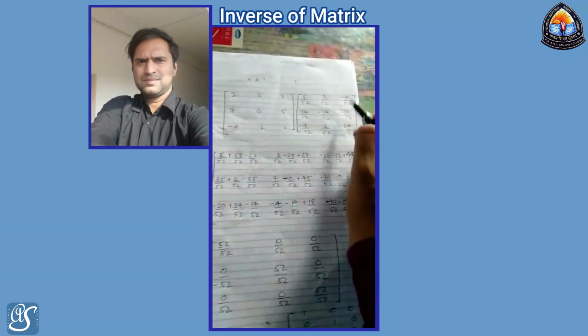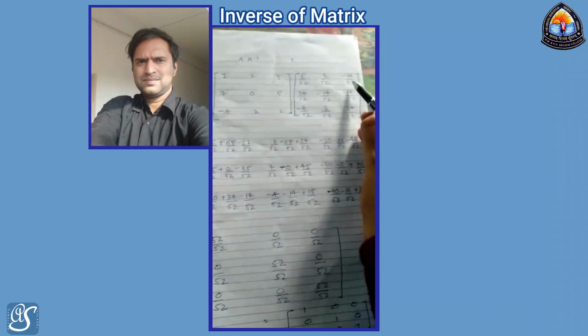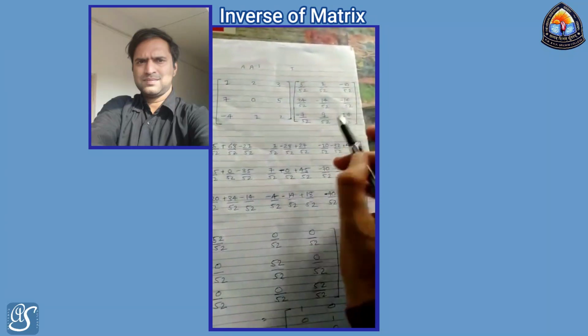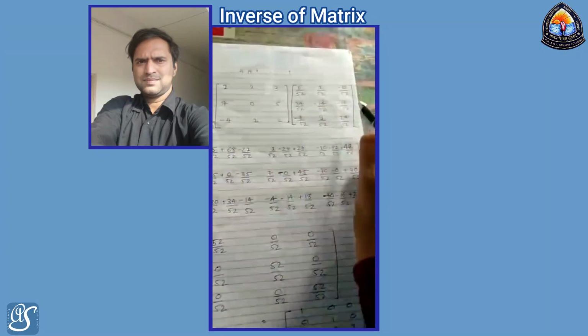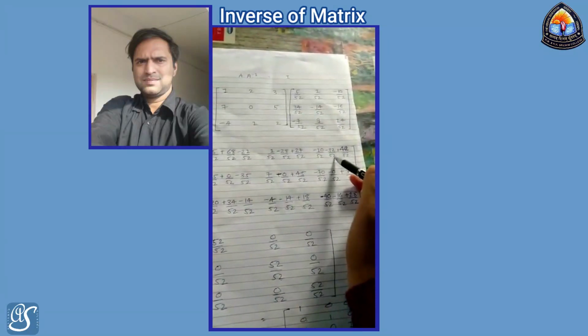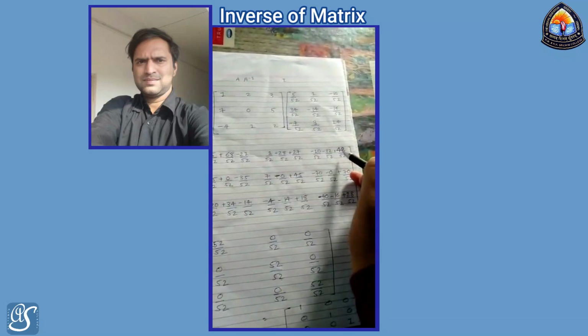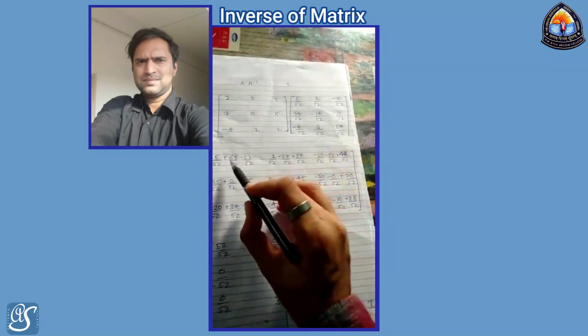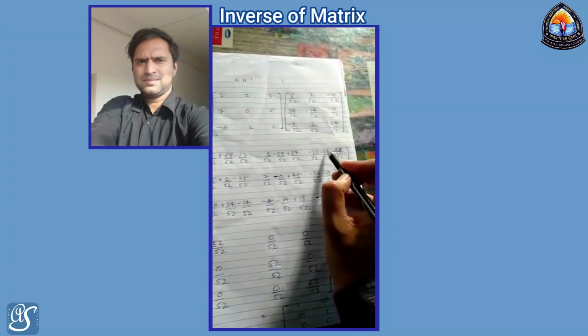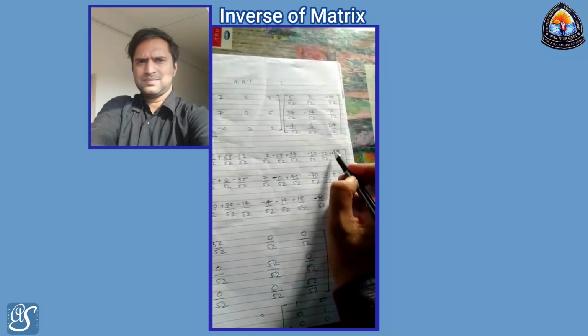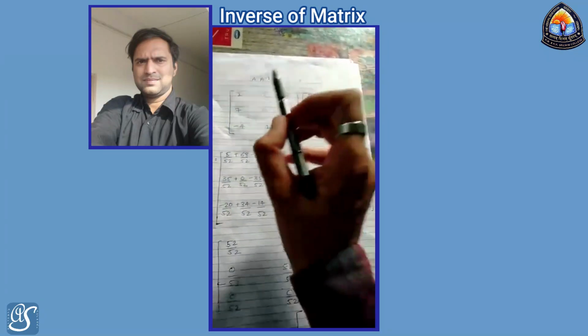Now first row, third column. So 1 into minus 10 upon 52, so minus 10 upon 52. 2 into minus 16 upon 52, so minus 32 upon 52. 3 into 14 upon 52, so 42 upon 52. So first row, third column, minus 10 upon 52 minus 32 upon 52 plus 42 upon 52.